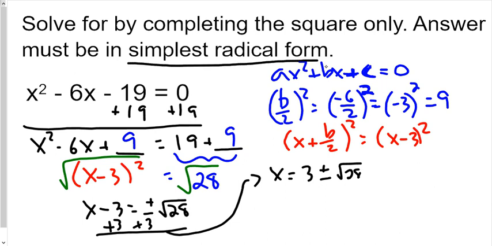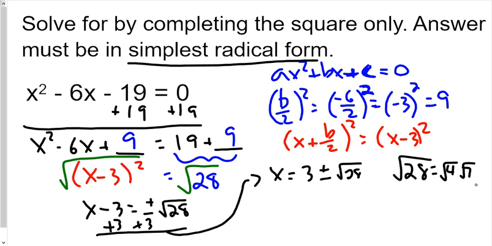Now, simplest radical form means we have to simplify the radical if we can. And the square root of 28 can be simplified. In this case, there are two numbers that multiply to 28, where one of them is the biggest perfect square that divides into 28. Well, that number would be 4. And 4 times 7 is 28.